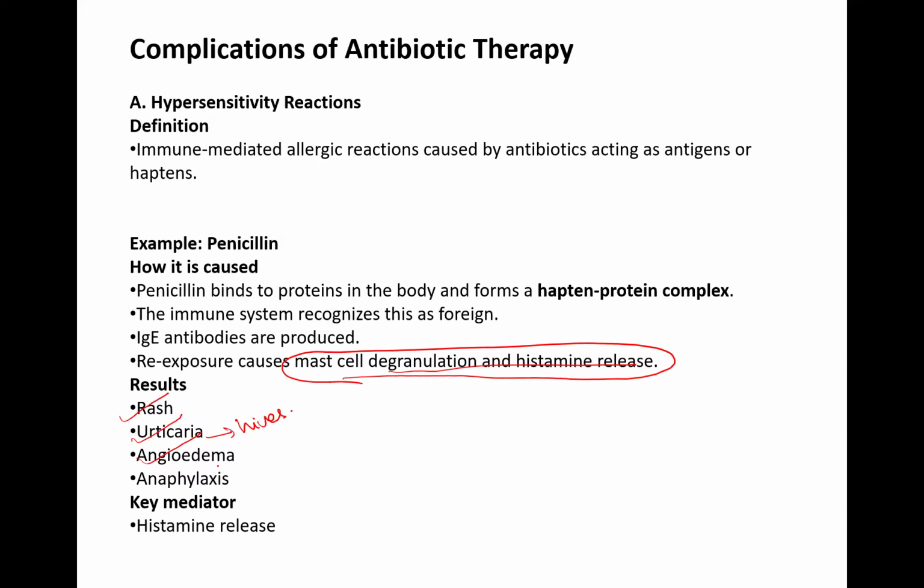Angioedema, anaphylaxis, fever, all these can occur. So a hapten is an incomplete antigen when it binds with body protein. It needs a carrier protein to stimulate the immunity. When they come together, the body identifies it as a foreign body and causes an antigen-antibody reaction. So the key mediator is histamine.